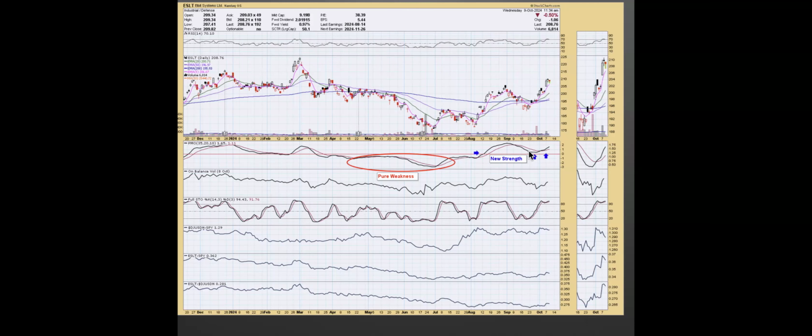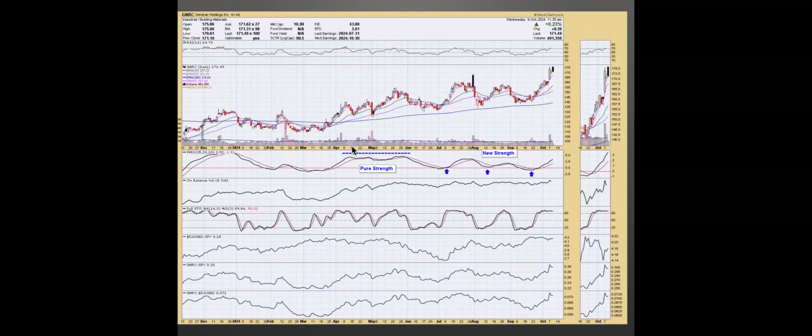So these points where it went above the zero line are new strength. Here's new strength coming in as the PMO is turning up. We got that crossover buy signal above the zero line. That's a sign of pure strength right there as the PMO starts to head up after a crossover buy signal that was above the zero line.